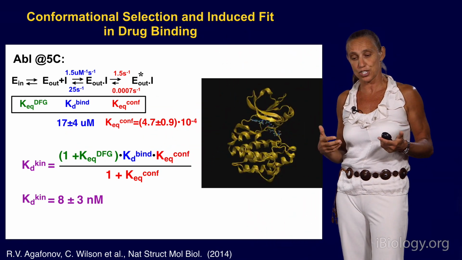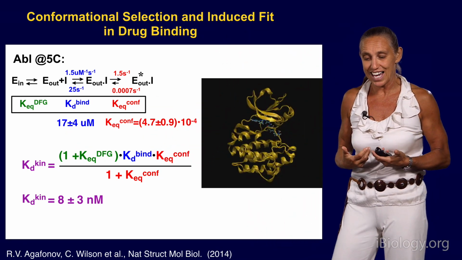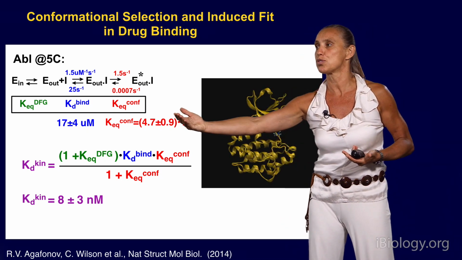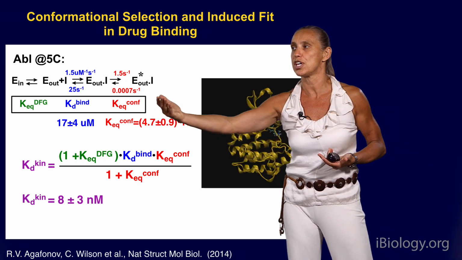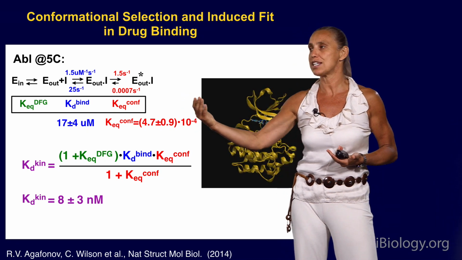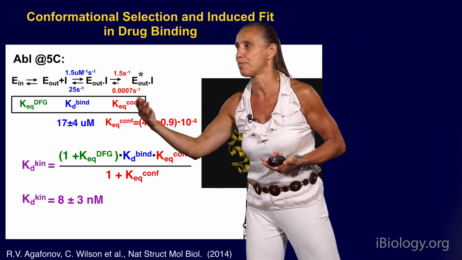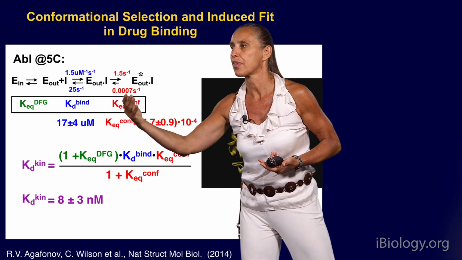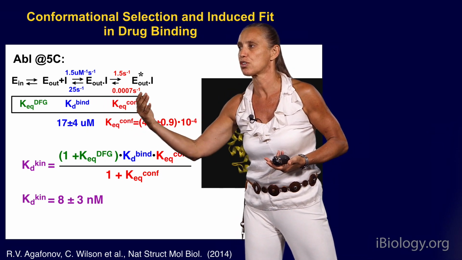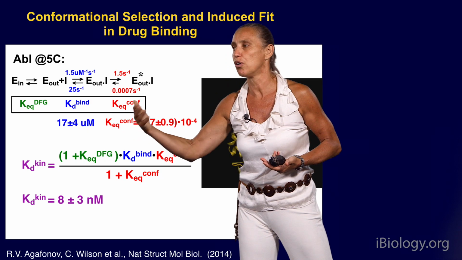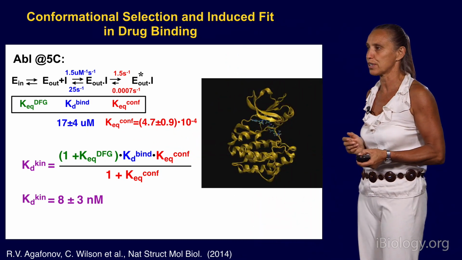So the take-home message is that if you want to make a highly affine drug, you do want to invoke slow conformational changes after drug binding, which has an added advantage, not only that it's a tight binder, but it actually has a long residence time if this interconversion rate is very, very slow. All properties you want to have for a drug.